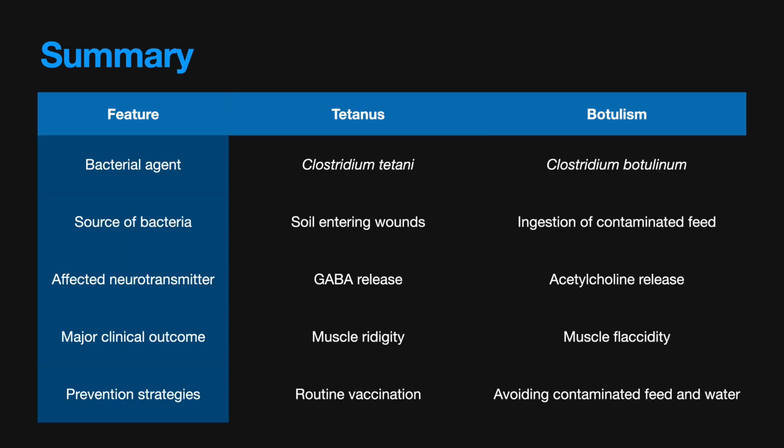Here's a quick table to summarize the differences between tetanus and botulism. The main difference to be aware of is which neurotransmitter is affected. Tetanus prevents the release of GABA, while botulism prevents the release of acetylcholine. This results in muscle contraction and muscle flaccidity, respectively.